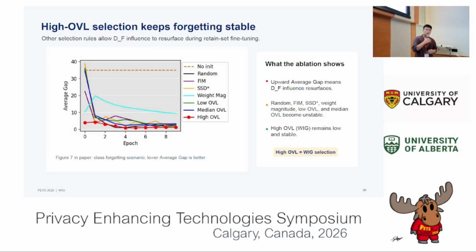Yeah, so this was one of our evaluations. We measured the average gap as the training progresses. If you see the plot, all metrics other than high OVL show a high average gap, or some kind of uptrend as the training progresses, which means that the information of the forget set has reoccurred as training progresses, which is the exact problem that we wanted to avoid. On the other hand, high OVL shows a minimal and consistently lower average gap.